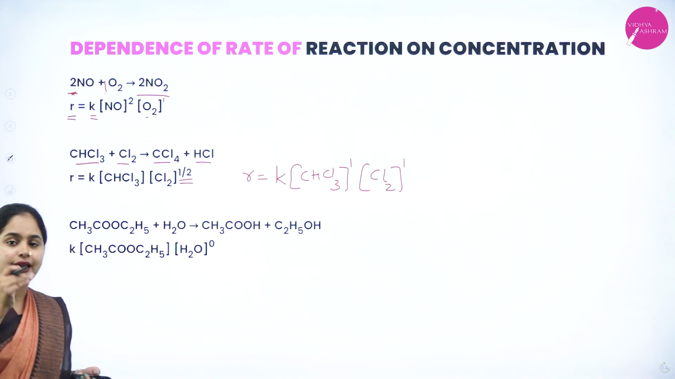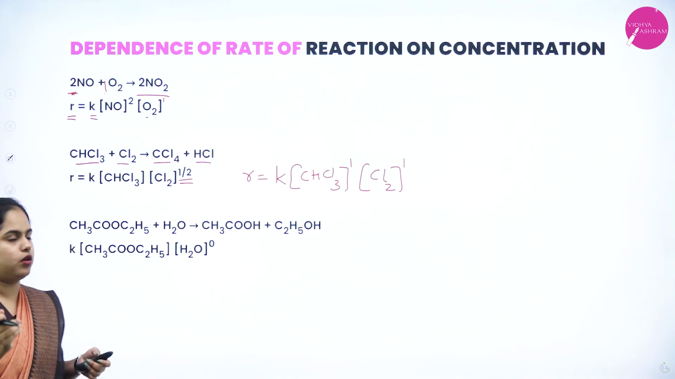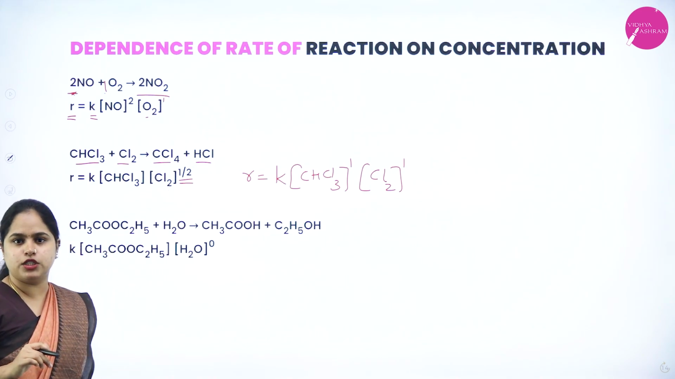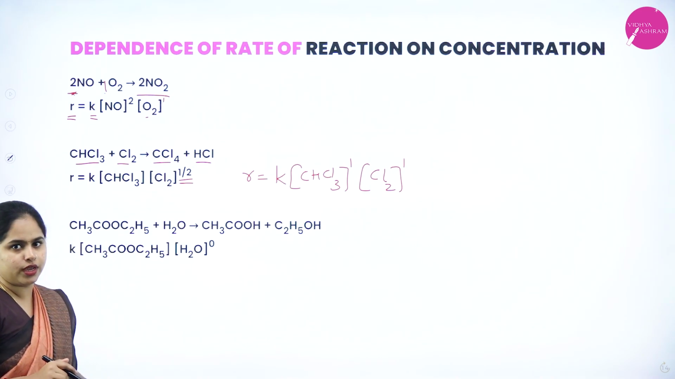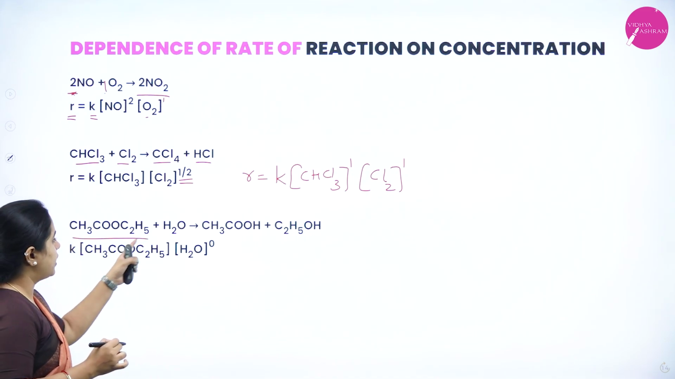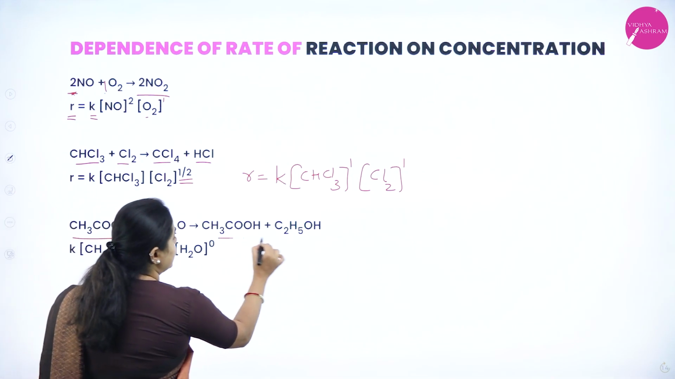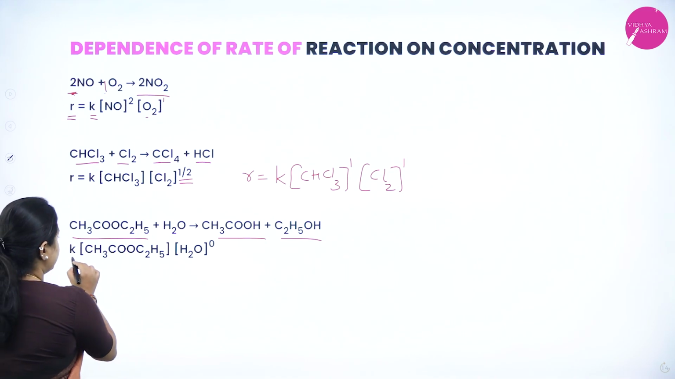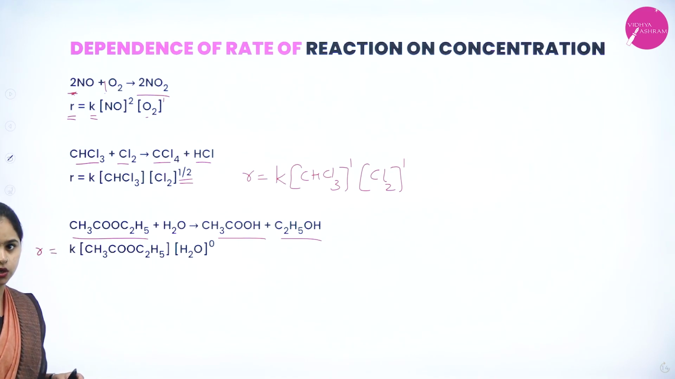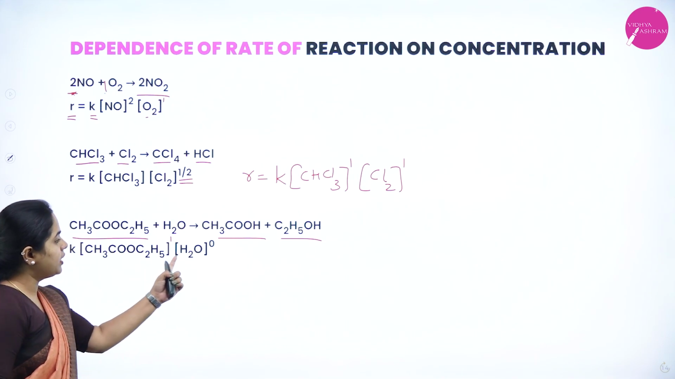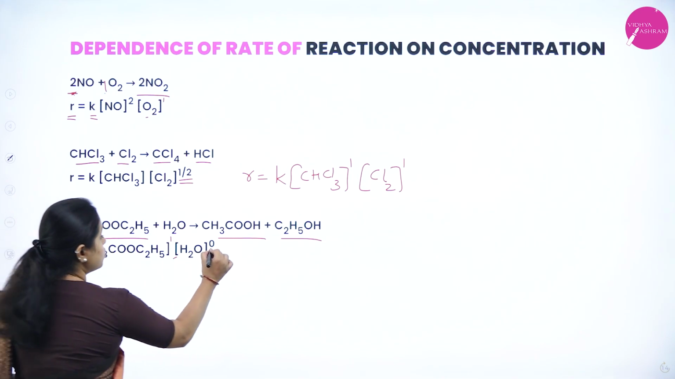As I told you, the powers and the stoichiometric coefficients can be equal or cannot be equal. In this case, as you can see, it is raised to 1 by 2 here. Same in this reaction also. This is CH3COOC2H5, which is an ester. It reacts with water to give acid and alcohol. This is the reaction. Here the rate is equal to k, the rate constant, into the molar concentration of the ester raised to 1 and the molar concentration of water raised to 0.